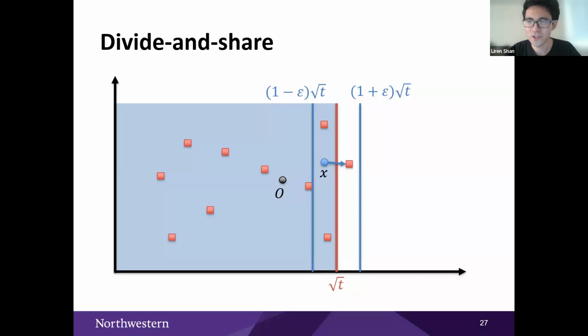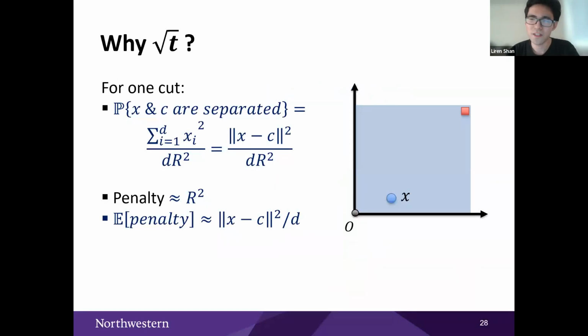First, we provide some motivation for choosing the threshold cut like this and why this reduces the expected cost. So first, why do we need to choose a threshold cut at square root of t? Consider a point x with closest center c at the origin. If we pick a threshold cut that separates x and c, then we need to reassign x to the furthest center in this case, with a penalty equal to the radius squared. In our algorithm, the probability of separating x and c is equal to the squared distance between x and c divided by d times the radius squared. Thus, the expected penalty for this point x is around the squared distance between x and c divided by d, which is small compared to the original cost of point x.